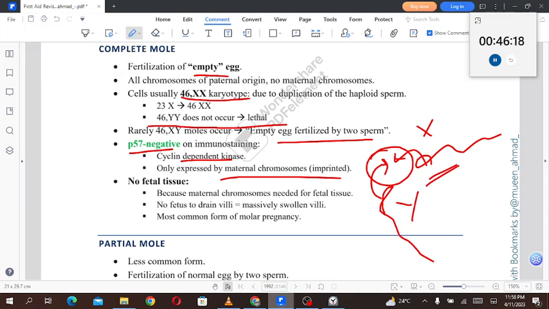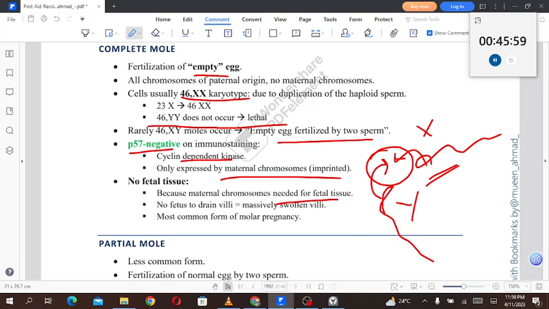So P57 will be absent in these. When we do the genotyping of such cells, there will be absence of P57; it will not be present. P57 negative results will come out. There is no fetal tissue because maternal chromosomes are needed for the fetal tissue. There are no maternal chromosomes, so that is why there will be no fetal tissue.